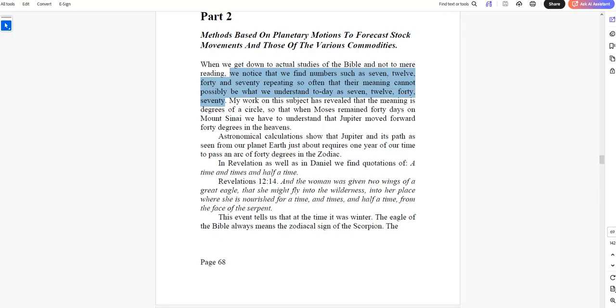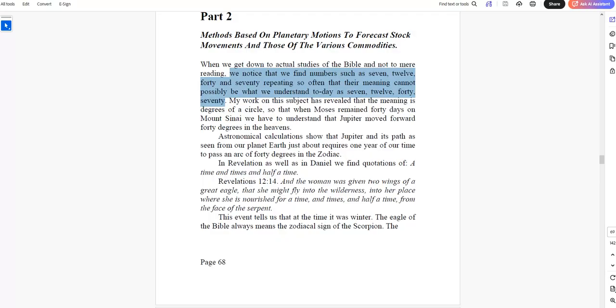Today I'm going to focus on the time factors that he mentioned right at the very beginning here that I have highlighted in blue, where he's mentioning the numbers 7, 12, 40, and 70, where he specifically mentions Jupiter 40-degree movement and specifically mentions these as time factors. So we're going to take these. I'm going to look at large planets here because I looked at Mercury and Venus in the first video, so I'm not going to do the shorter movements again.